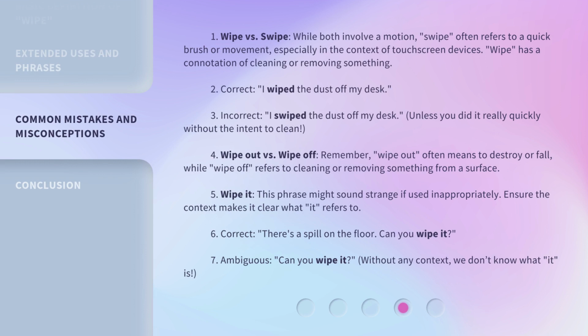1. Wipe versus swipe. While both involve motion, swipe often refers to a quick brush or movement, especially in the context of touchscreen devices. Wipe has a connotation of cleaning or removing something. 2. Correct. I wipe the dust off my desk. 3. Incorrect. I swipe the dust off my desk. Unless you did it really quickly without the intent to clean.